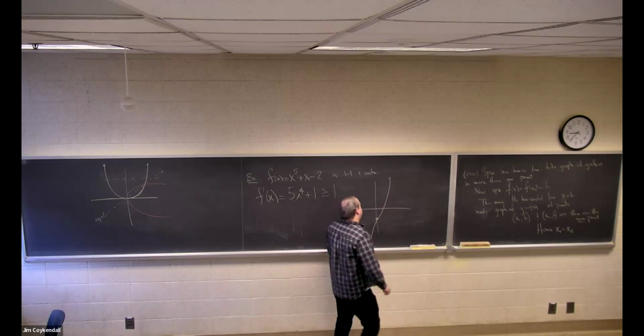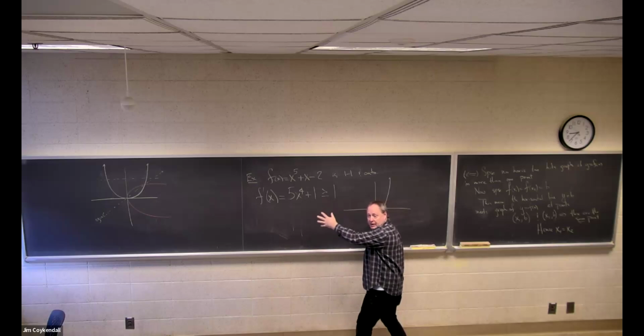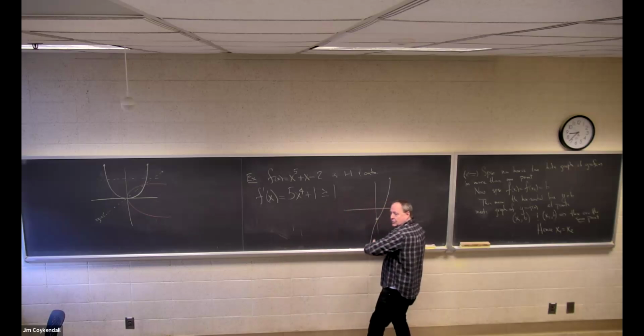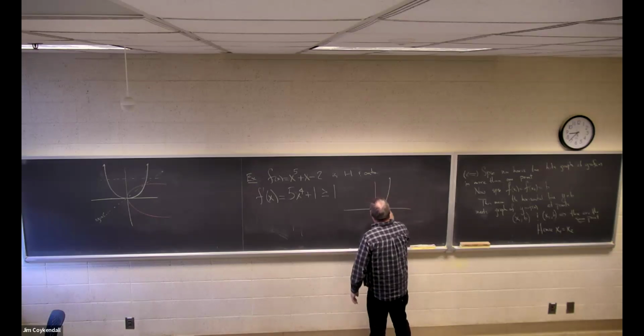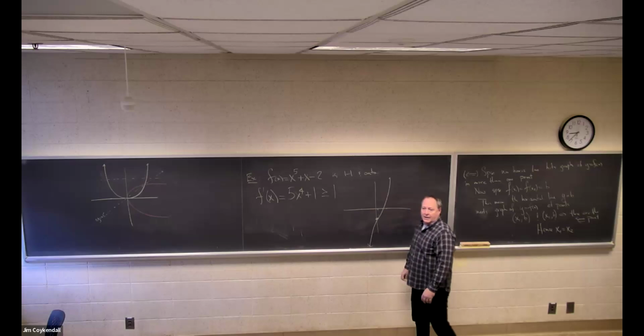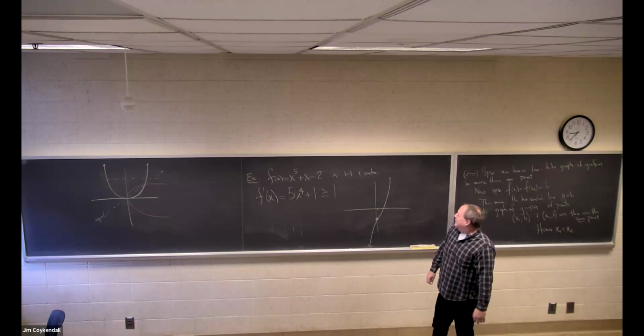And so notice this actually tells you this function is always increasing. As you go from left to right, your y coordinate is going up. So there's no way that two different inputs can give you the same output. It's always going up. And it's onto.